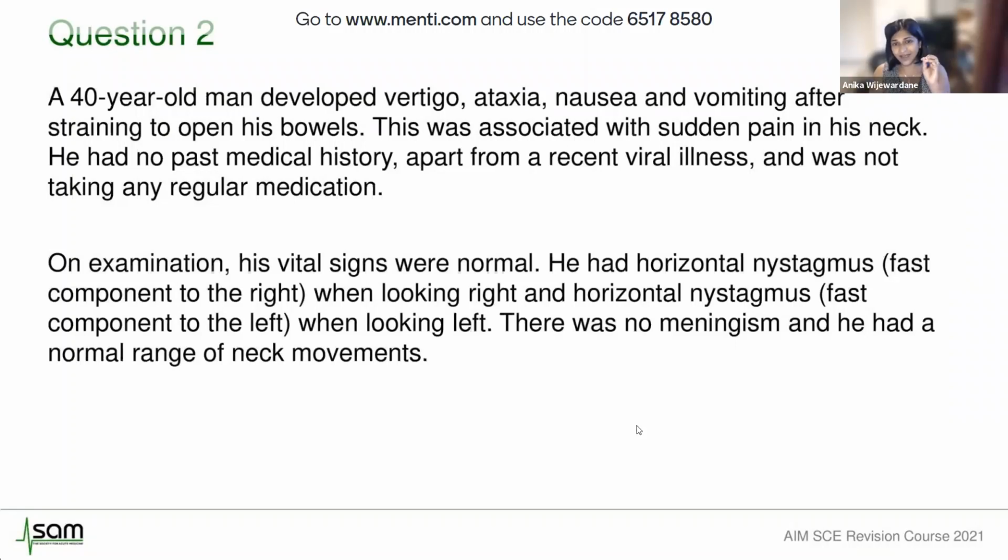However, they have added in the recent viral illness, and there have been case reports of viral illnesses preceding arterial dissections. But for the purpose of the exam, they just wanted you to think about whether this could be a central cause like a stroke. And because they've talked about neck pain, please do think about arterial dissection. They just wanted to go in that direction. They've given us just one positive neurological finding, so it's testing the knowledge of interpreting this neurological finding as pointing towards that central cause of vertigo.